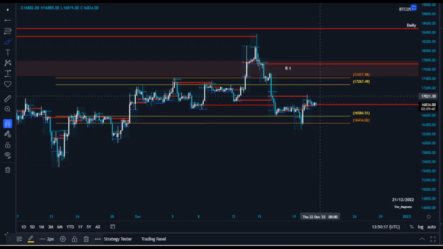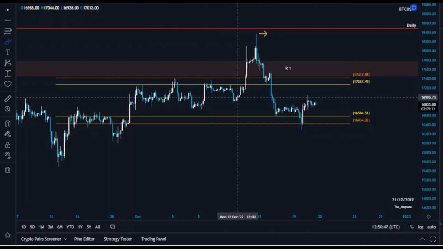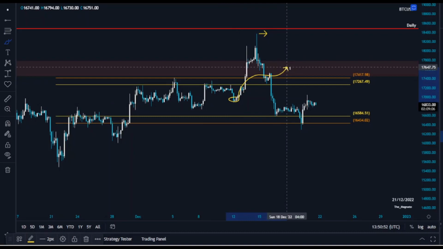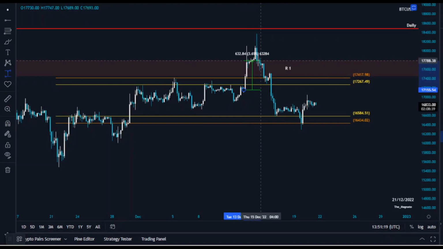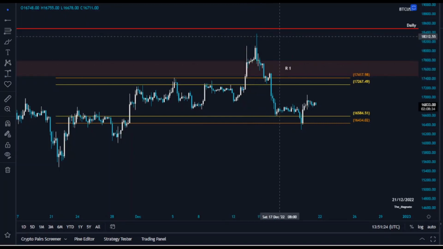However, this is an extremely dangerous zone to play. You have to be careful if you don't know what you're doing. As soon as we stayed above this level, then our target number 1 was resistance number 1, followed by all the way up to this daily level. So from there, you see in the first place 3.5%, all the way up to a 7% pump in the market.